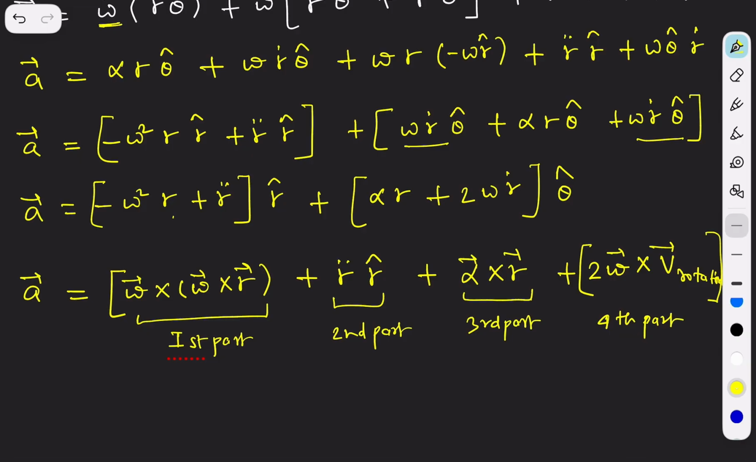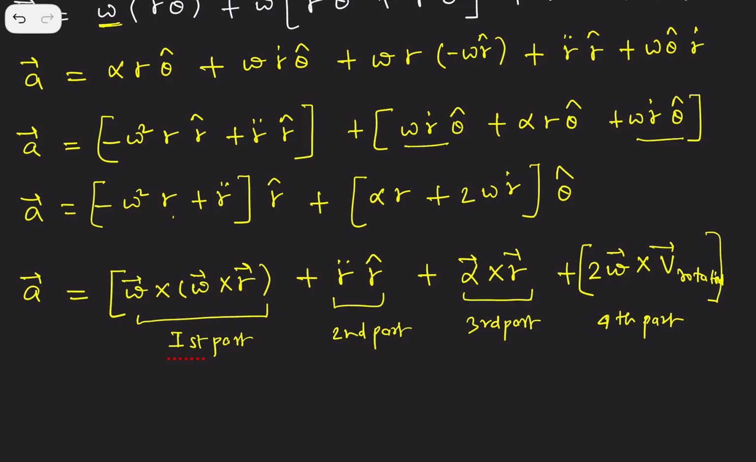See, these two are the radial direction acceleration, and these two are the tangential or transverse direction acceleration. This one is basically what we have already seen, minus omega square r cap, that is the centripetal acceleration. And this we can write like this way.